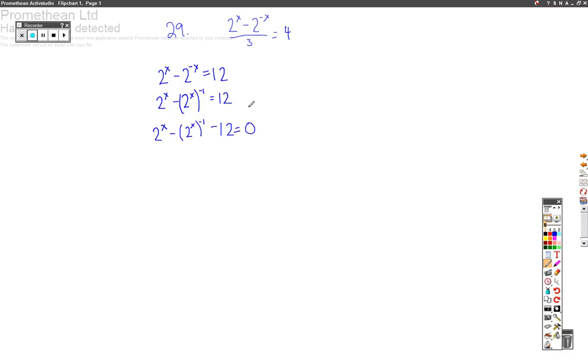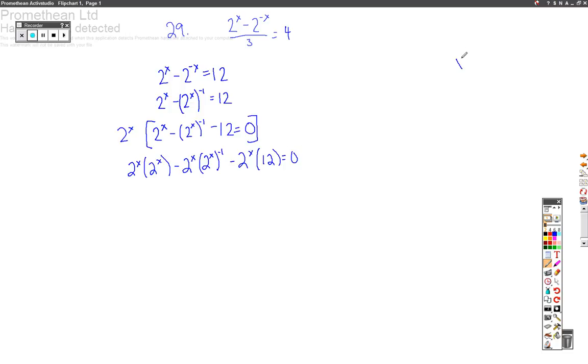Equals 0. Now, what I see here is that I have 2 to the x, 2 to the x, but this one doesn't have a 2 to the x. So in order to get 2 to the x, I'm just going to multiply everything by 2 to the x. So I'm going to have 2 to the x times 2 to the x, minus 2 to the x times 2 to the x to the negative 1, minus 2 to the x times 12, and that equals 0.